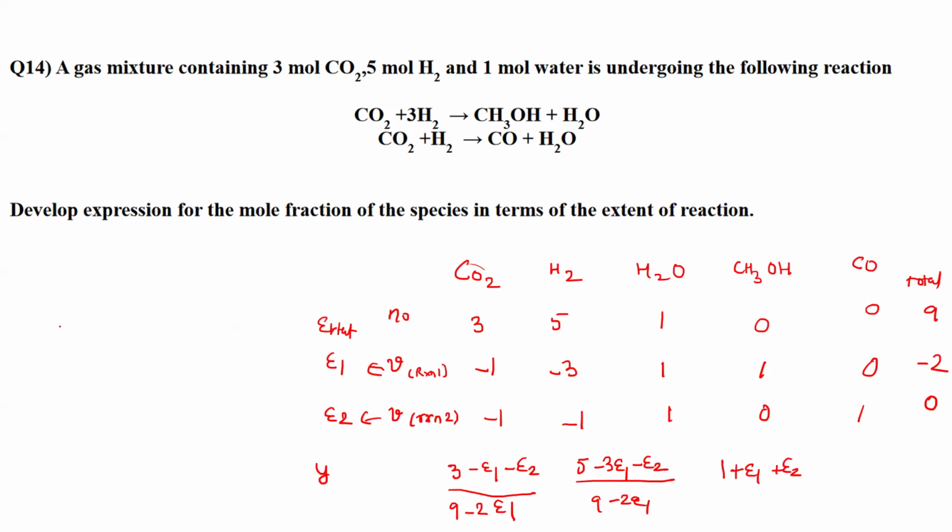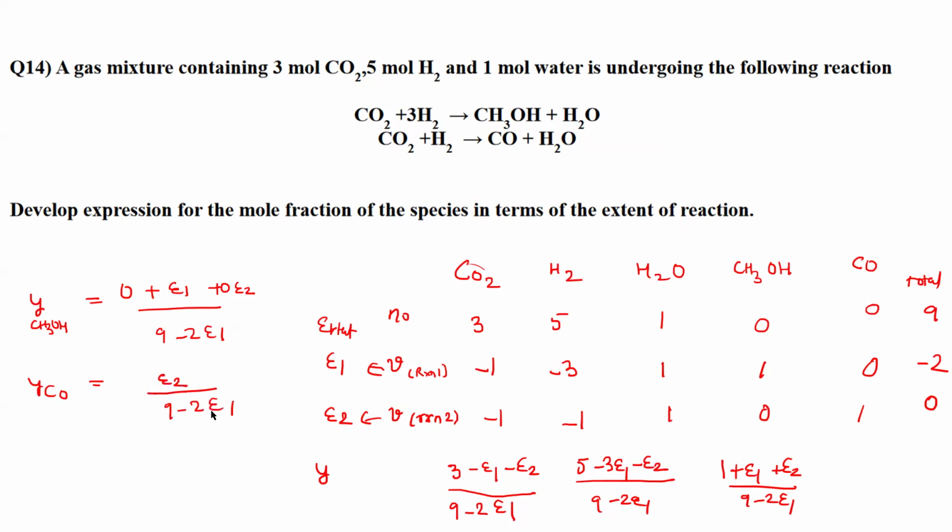Okay. If I write y CH3OH equals 0 plus epsilon 1 plus 0 epsilon 2 by 9 minus 2 epsilon 1. And y CO is given as epsilon 2 by 9 minus 2 epsilon 1. Okay.